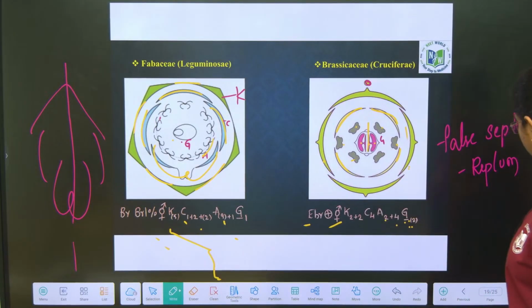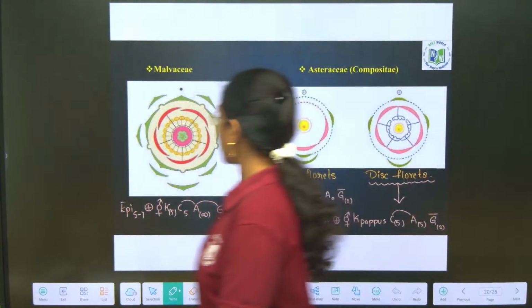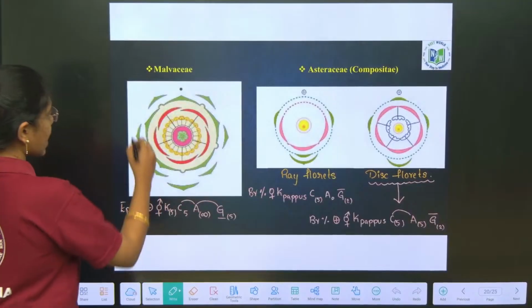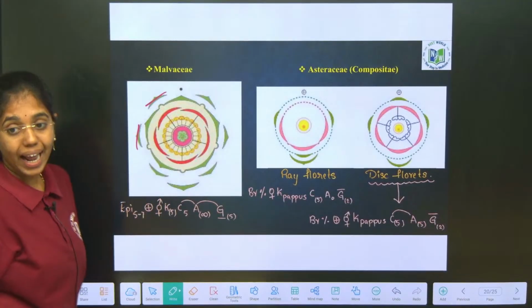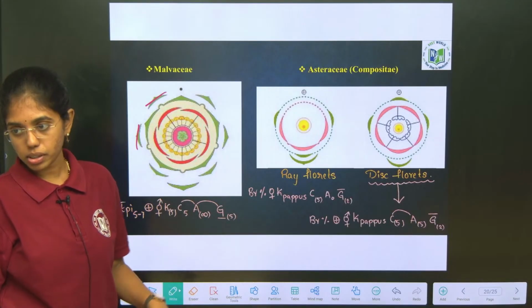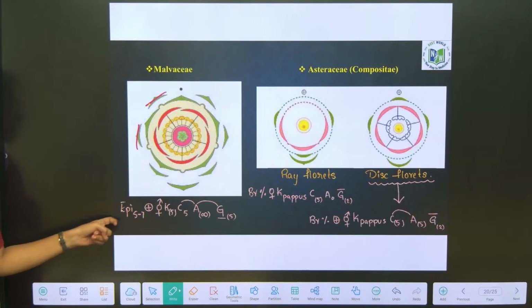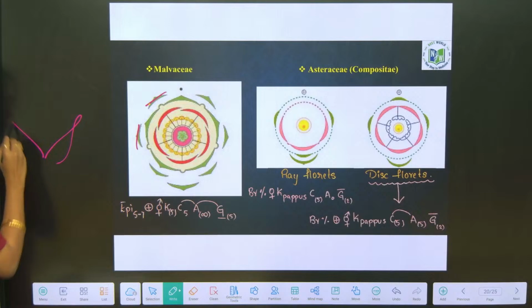Okay, next, Malvaceae members. Malvaceae has an epicalyx, meaning bract-like structures above the calyx. You just said, right, bract above the sepals. That is called epicalyx. Below or above the sepals: if this is the sepal, below it you have bract, that is called epicalyx. In Malvaceae members you can see that epicalyx.